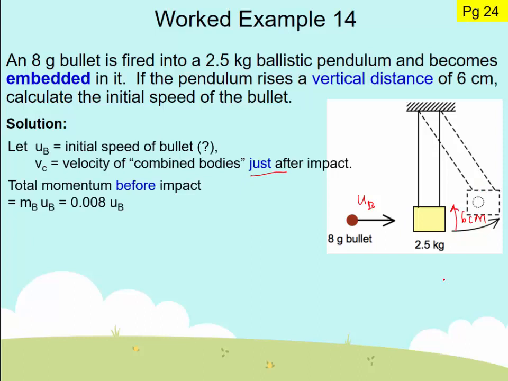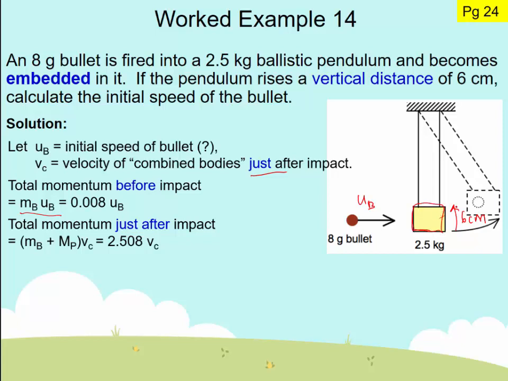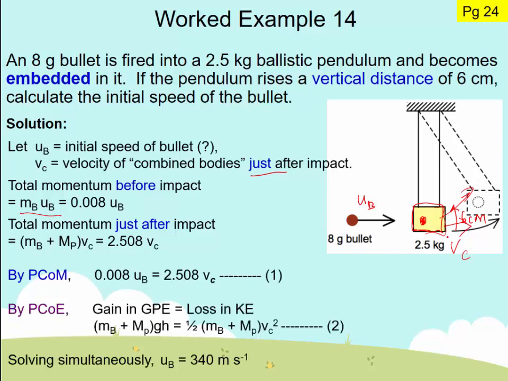But before that, we need to find the total momentum before the impact. The total momentum before the impact in the beginning will be just the momentum of the bullet because the pendulum is at rest. Just after the impact, when the bullet has been embedded into the pendulum, the momentum is the mass of the bullet plus the mass of the pendulum times the new combined velocity. Using the principle of conservation of momentum, we equate both and we have one equation.